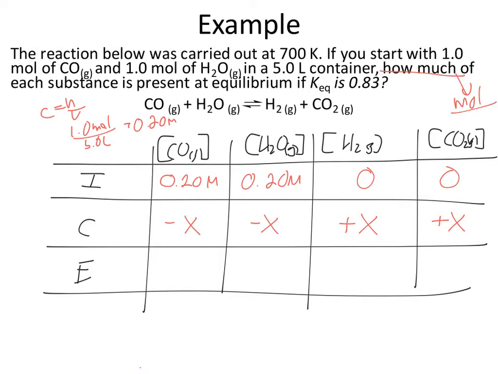So our equilibrium is just a summation of our initial and our change. In this case, this is going to be 0.20 minus x. Same for this, 0.20 minus x. For this, it's 0 plus x. We don't have to write the 0, so all we get is plus x and plus x. So that's how we set up our ICE table. Let's go see what we're doing next.